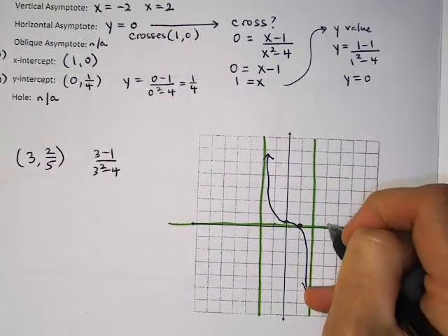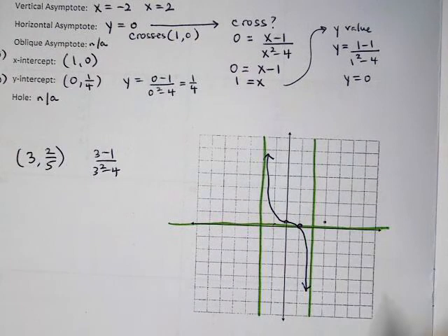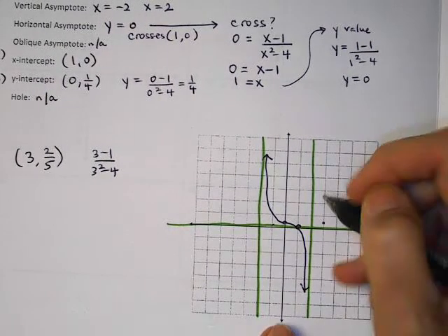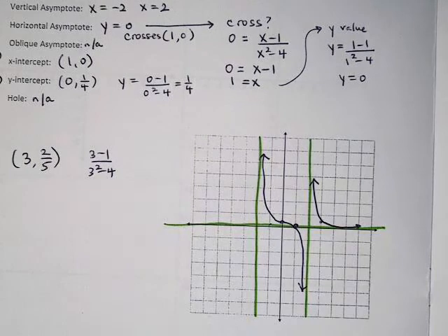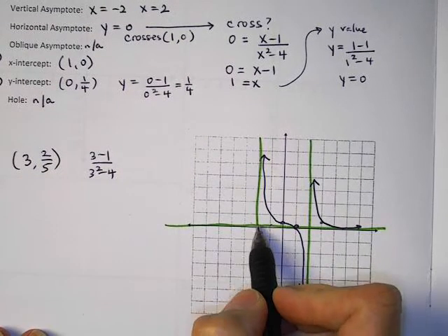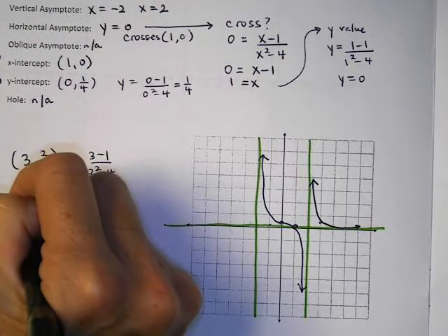So if at 3 I'm at 2/5, right, that tells me I would have to be over in this section approaching those asymptotes. And then I need something out here, so I'm going to go to the left of -2. I'm going to try -3.